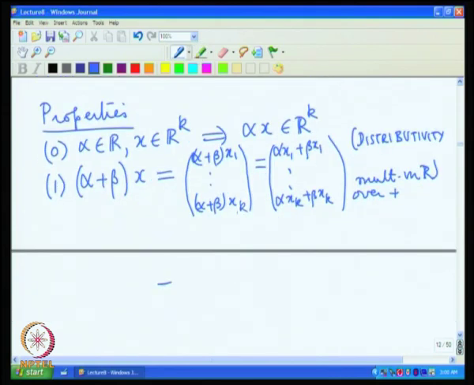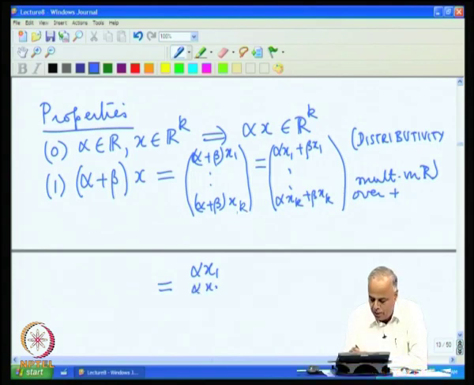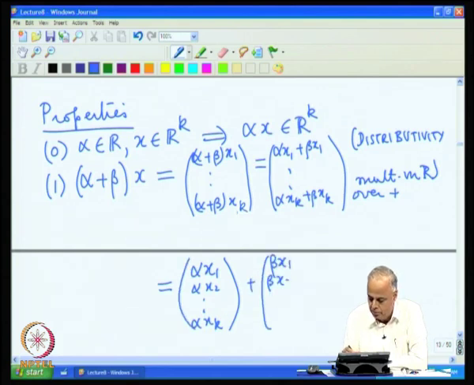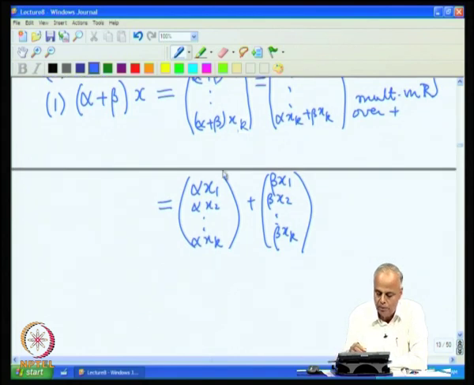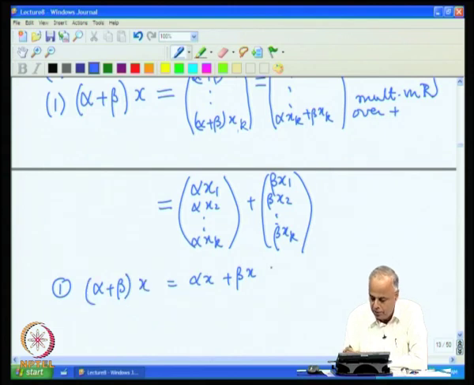Now, this by definition of vector addition in RK, it is alpha x1, alpha x2, alpha xk plus beta x1, beta x2, up to beta xk. But again by the rule of scalar multiplication, this is alpha x and that is beta x. So, the conclusion is this is the first property, alpha plus beta into x equals alpha x plus beta x. This is true for every alpha, beta in R and for every x in RK.